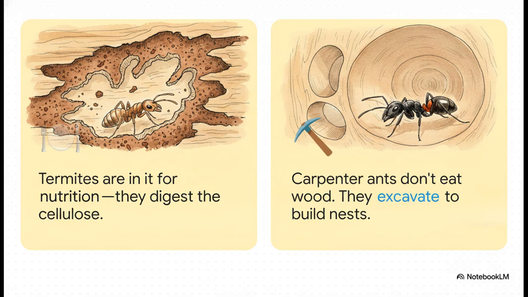So the crucial point is that they don't just look different. Their actual motives for destroying your wood are entirely different. See, termites are in it for the nutrition. They actually digest the cellulose found in the wood. Carpenter ants, on the other hand, don't eat the wood at all, not a single bite. They just excavate it to build their nests. If you find a gallery up in your rafters that's incredibly smooth, almost like somebody went up there and sanded it, and it's completely free of the muddy mess that termites leave behind, well, you're dealing with ants, not termites.